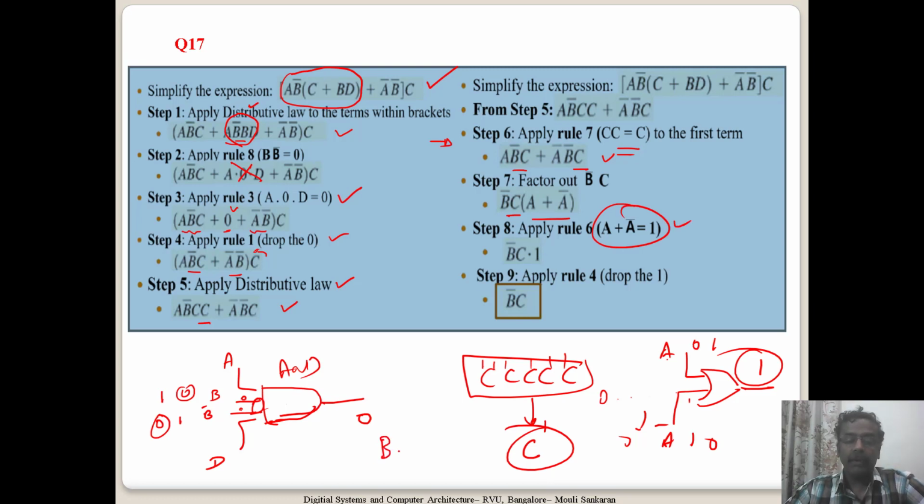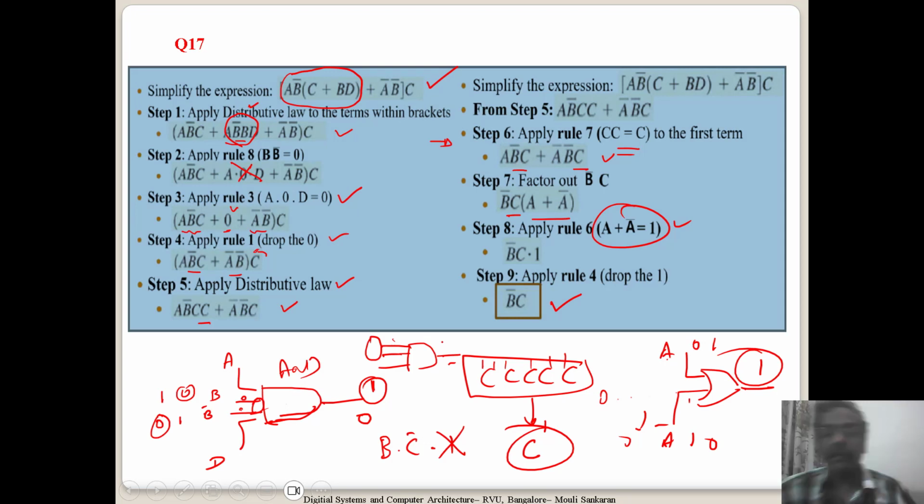Now when you have b bar dot c dot 1, you can ignore the 1 because it's an AND gate. If you are having three inputs, one is always 1, then the output is going to be based on only the other two values, because this is don't care, it's not going to contribute to the value of output. So you can just say b bar c. So that's how you simplify it.